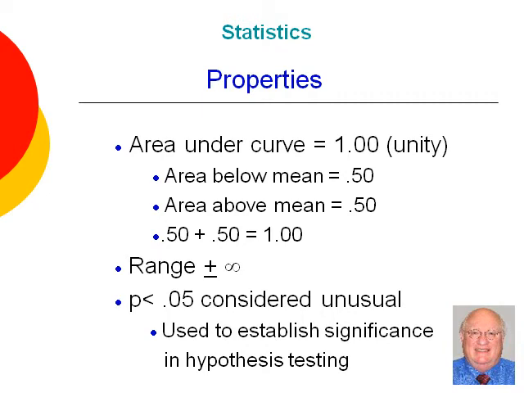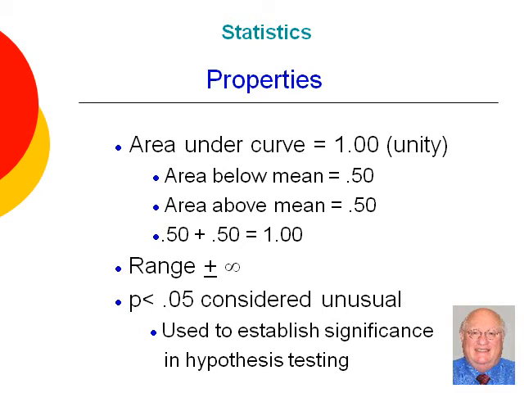Okay, let's expand our discussion of the standardized normal distribution by talking about the properties of that distribution. First, we'll define the area under the normal curve as equal to 1, or what we call unity in statistics. Thus, the area under the curve that falls above the mean will be equal to 0.5, and because the normal distribution is symmetrical, the area under the curve that falls below the mean is 0.5. If we add together the area above the mean with the area below the mean, we obtain 1, or unity, which is the area under the curve.